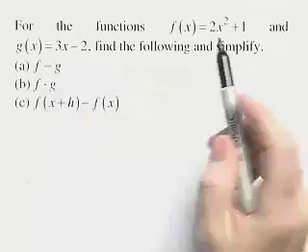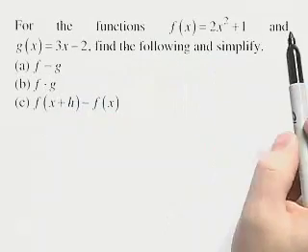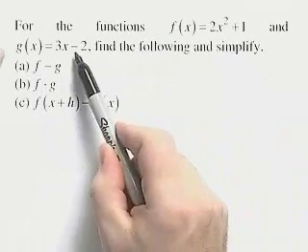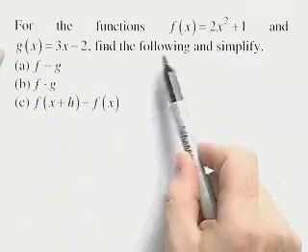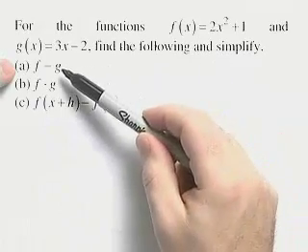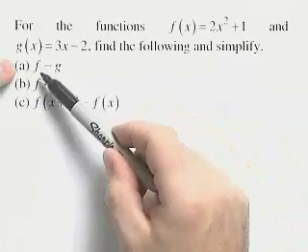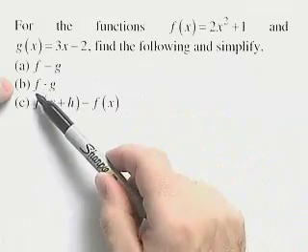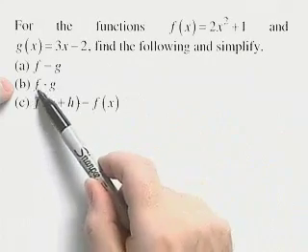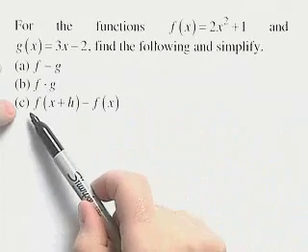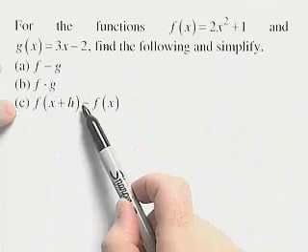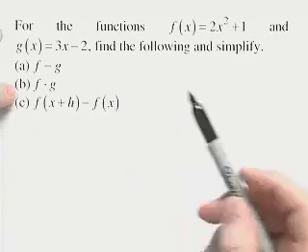In this next problem, we're going to look at some operations on functions. For the functions f(x) = 2x² + 1 and g(x) = 3x − 2, we want to find the following and simplify. Part A, we want to find the difference of the two functions, f − g. Part B, we want to find the product of the two functions, f times g. And then part C, we want to find f(x + h) − f(x).